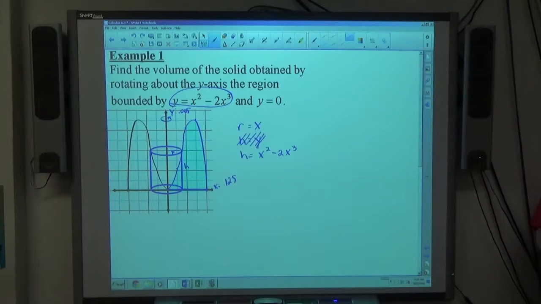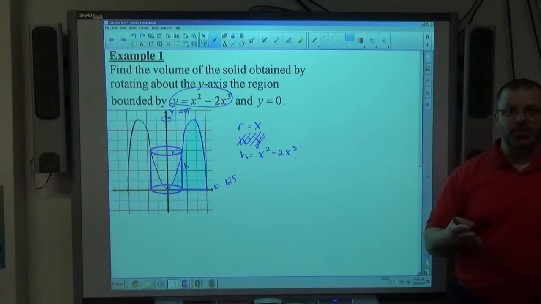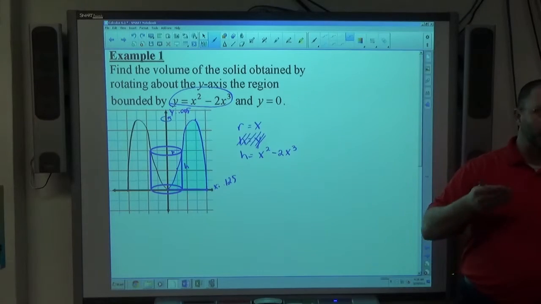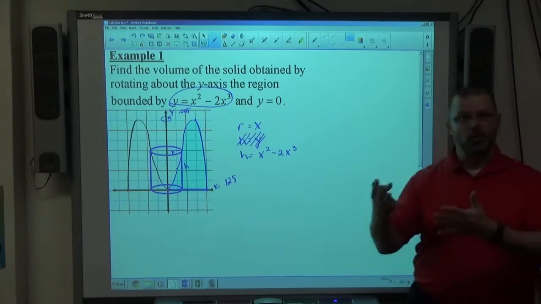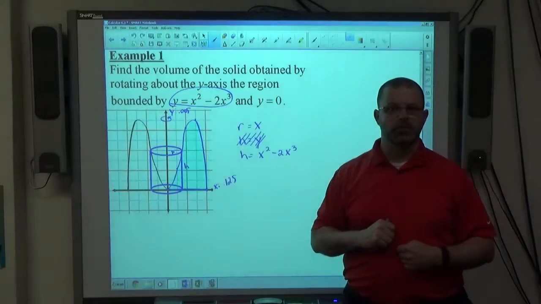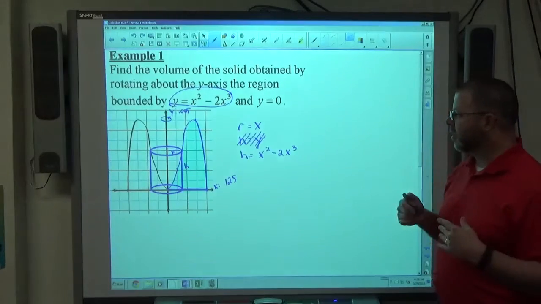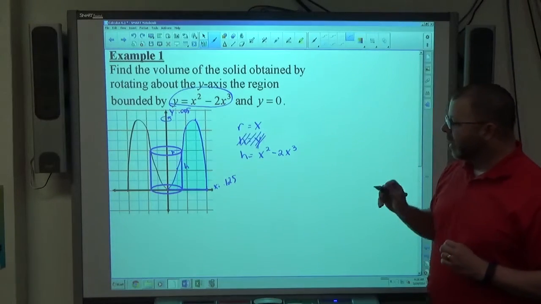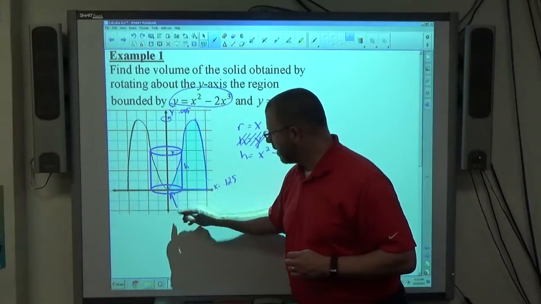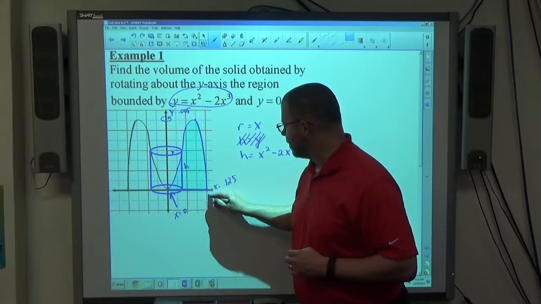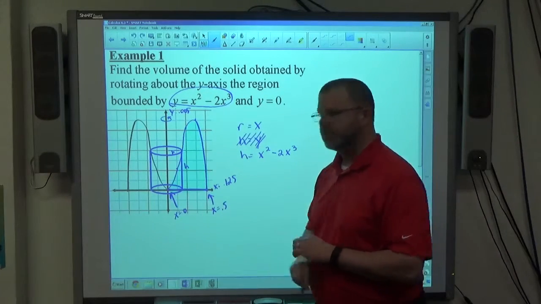As long as we're going around an x-axis or y-axis, radius is going to be x or y, height is going to be x or y. But then whichever one you want, use the equation to get the other one. So that's kind of how you're going to go about doing that. And my region starts at x equals 0 and ends at x equals 0.5.